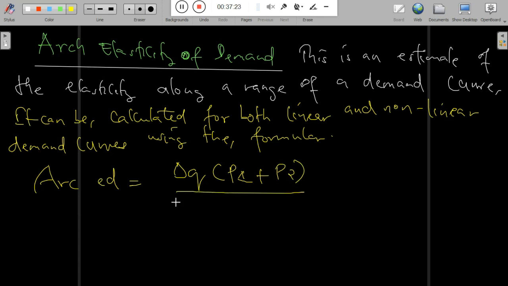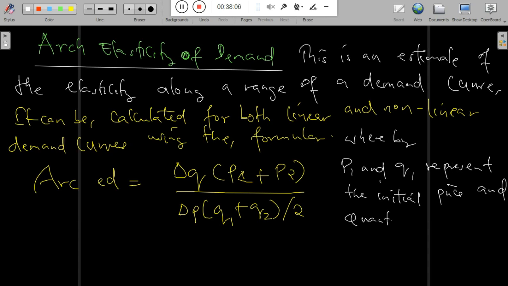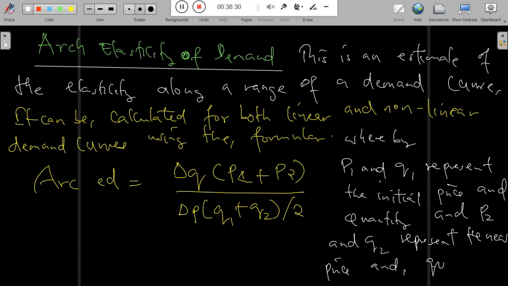The arc elasticity of demand is given by the change of Q times the sum of price P1 plus price P2, divided by the change of price times Q1 plus Q2, divided by 2. You may ask yourself, what are P1 and Q1? P1 and Q1 represent the initial price and quantity, and P2 and Q2 represent the new quantity and new price level.